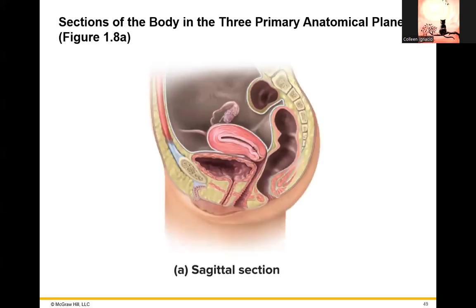Okay, so here is a sagittal section. We are actually looking at the reproductive organs, and this is a female patient, I can tell, because I see the bladder, I see the uterus, and I see the fallopian tubes, as well as one of the ovaries here, as well as the colon, okay? So here is a sagittal section.